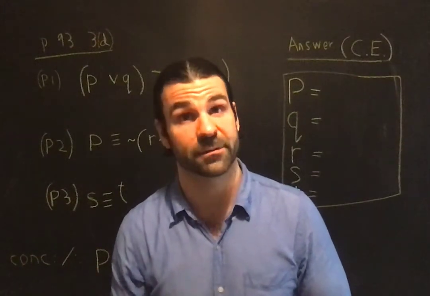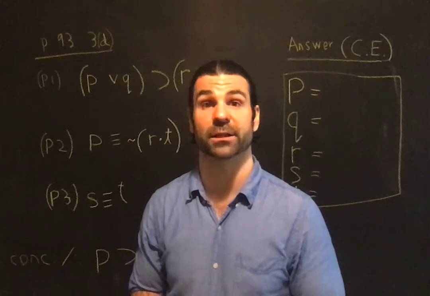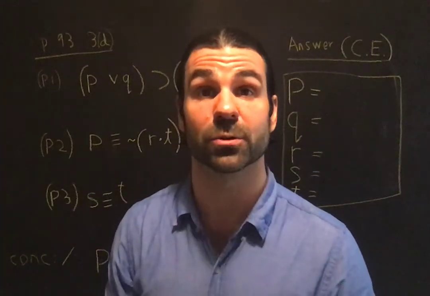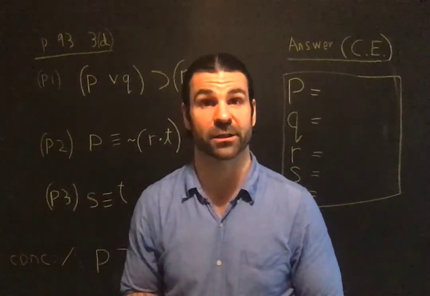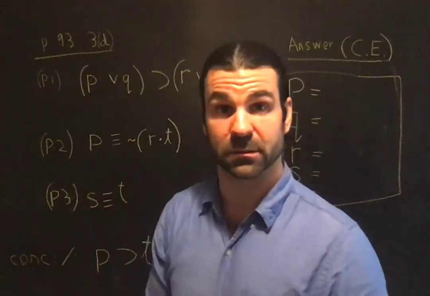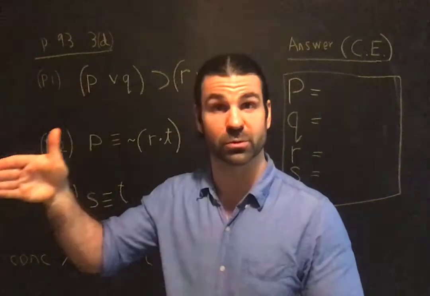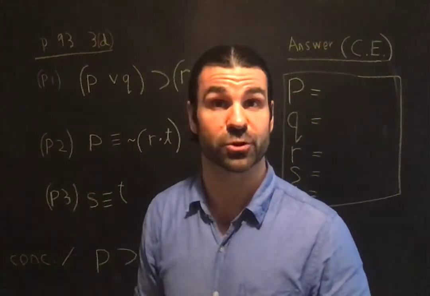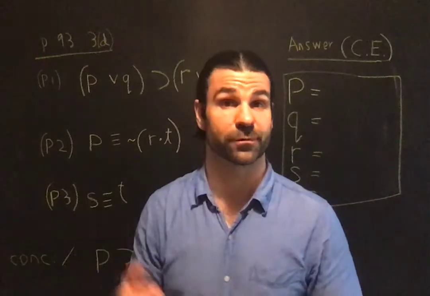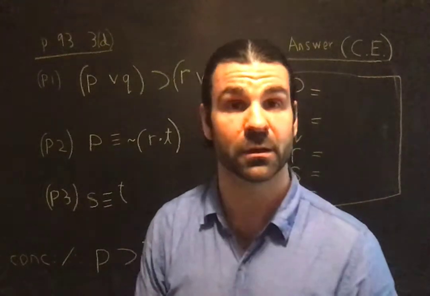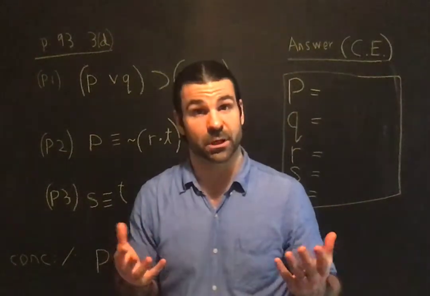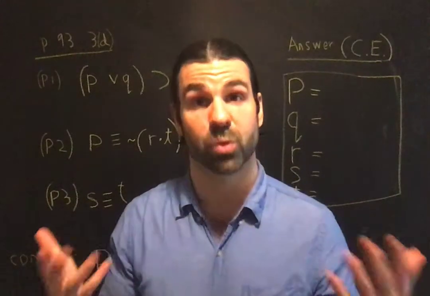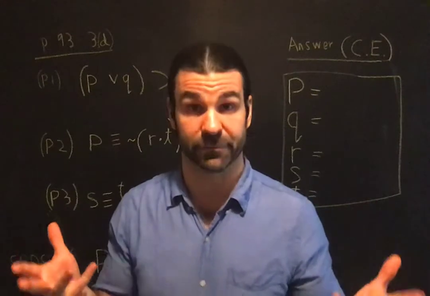So what is an invalid argument? An invalid argument is one where it is possible for the premises to be true and the conclusion to be false. An invalid argument is one that leads us from truth to possible falsity, one where we're not assured of the truth of the conclusion given the truth of the premises. In this chapter, we learn how to prove that arguments in quantifier logic are invalid.